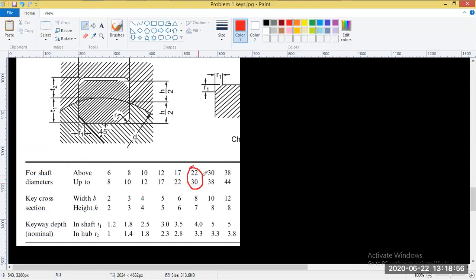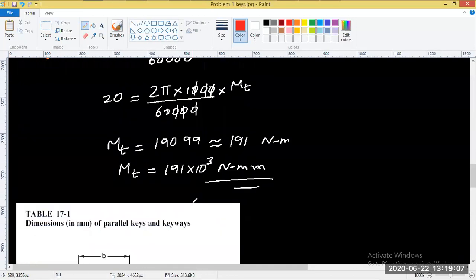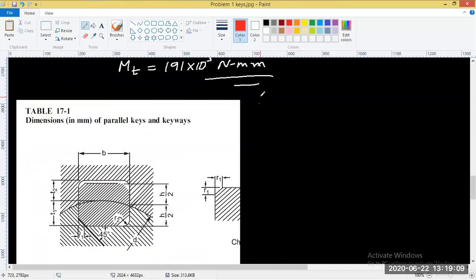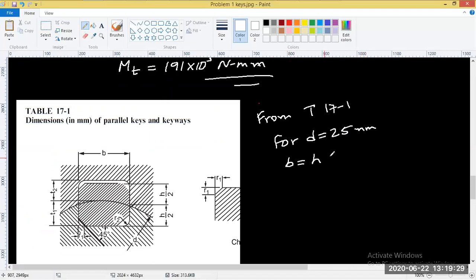This is between 22 and 30. So we need to choose between 8 and 7. So we'll take the maximum. Since this is a square key, let's take the maximum. Okay, let's say from table 17.1, for diameter 25 mm, I'll take B equal to H equal to 8 mm, because it's a square key.